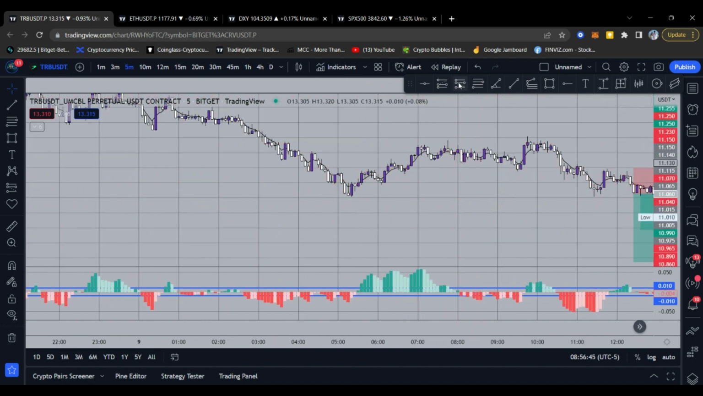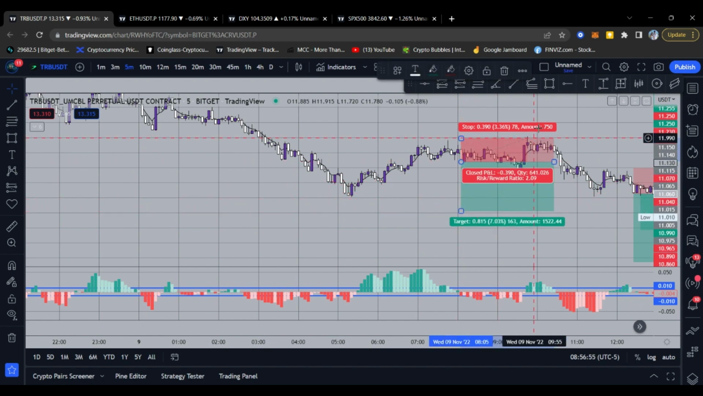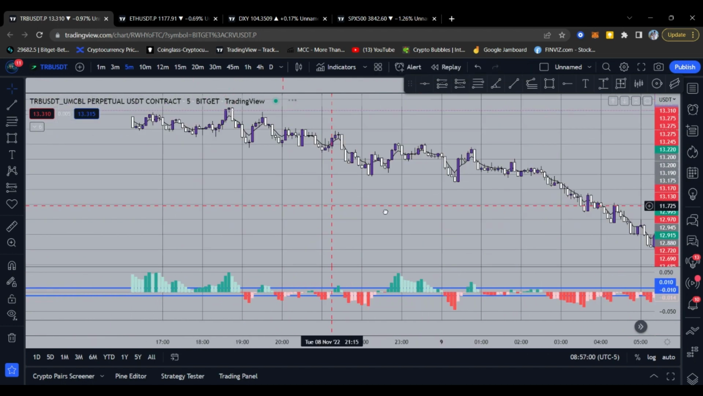This would be essentially a false signal. You would have gotten stopped out here if you would have entered. There's your lines. You would have entered on this candle close. You would have kept your stop loss right here, and you would have been stopped out right here before you got to your take profit.